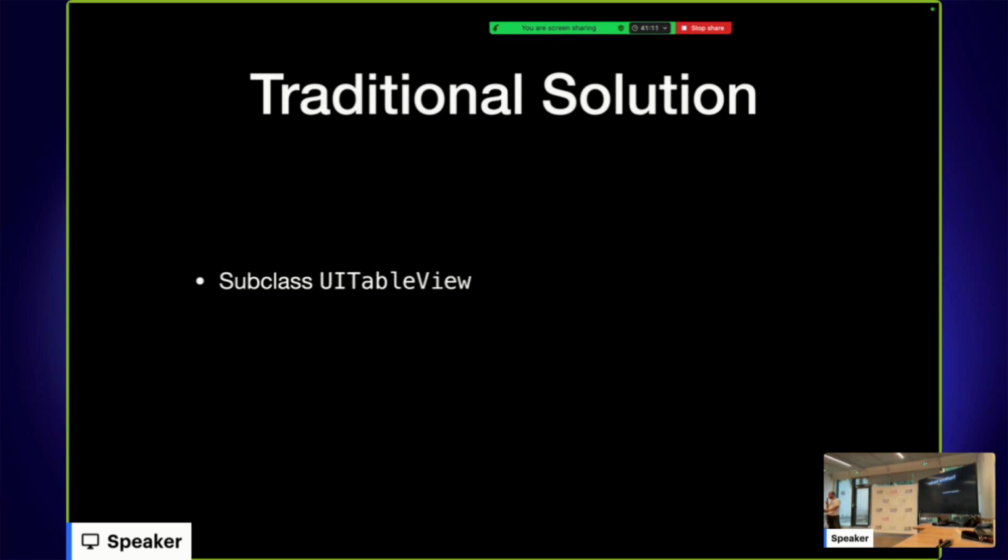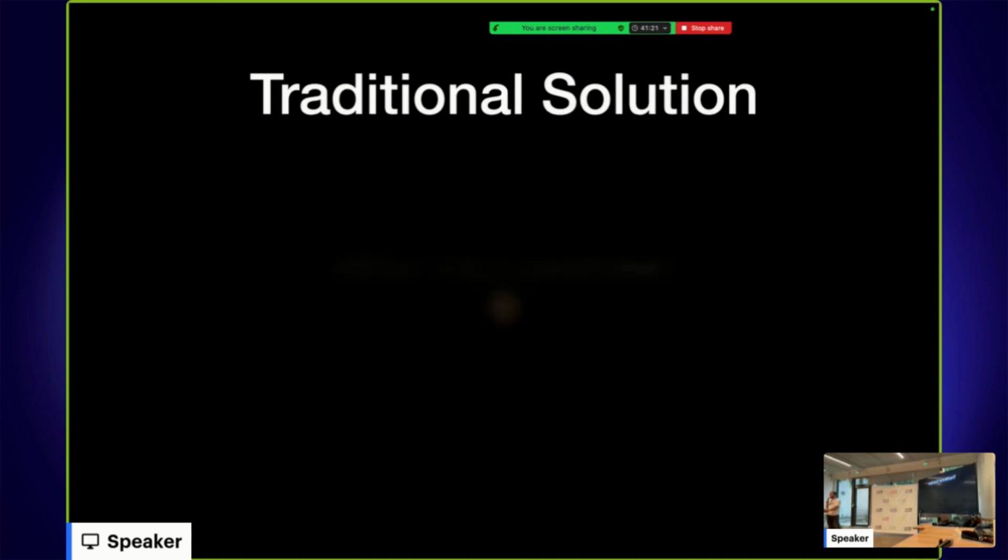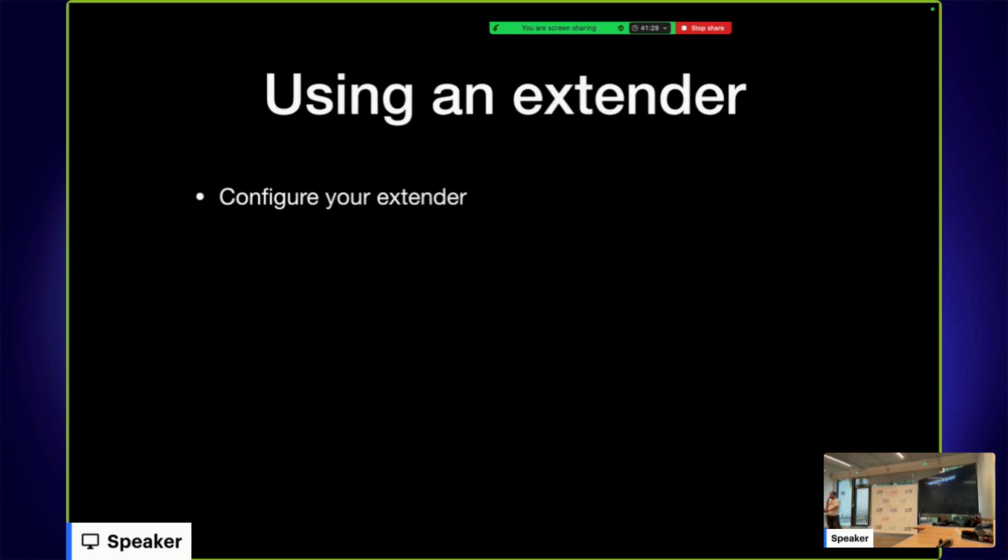So the traditional solution is to subclass UITableView, override touchesShouldCancel(in view:), and change the type of your view to the custom subclass. And the problem is what happens when you have a UICollectionView, you have to do the same for the collection view. It's very annoying. Using an extender, you configure your extender to say that you want the touches to be okay when it's a button, but not when it's something else. I don't know. Doesn't matter.